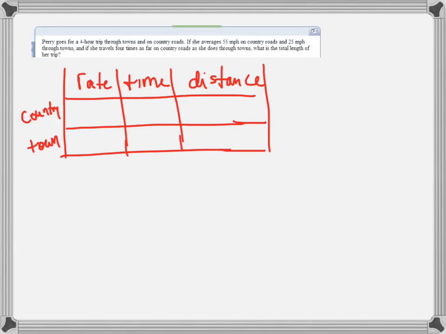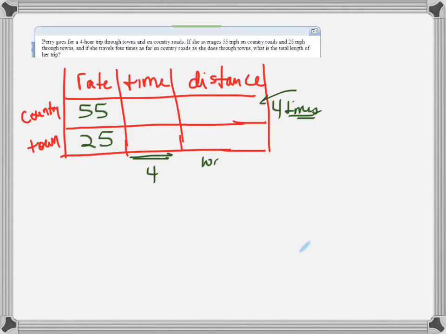So I always read it once and then set up my chart. And then I slowly read it again. And the first thing we see is that he has a 4-hour trip. So I'll come back to that, but I do know right now that the total time is 4. So I was just making a note to myself outside the chart. And we know that he averages 55 miles an hour in the country and 25 miles an hour in town. So I put those in the chart.